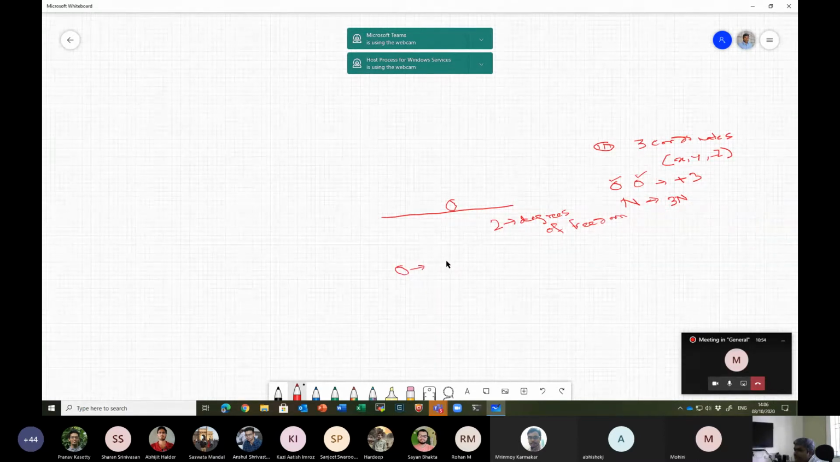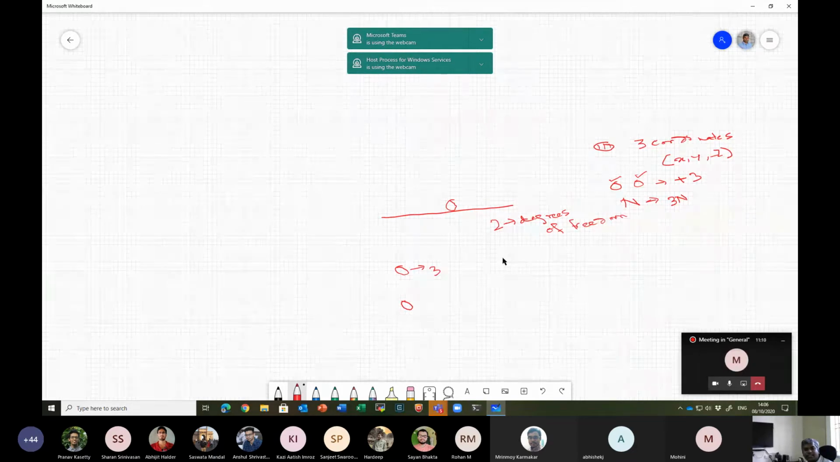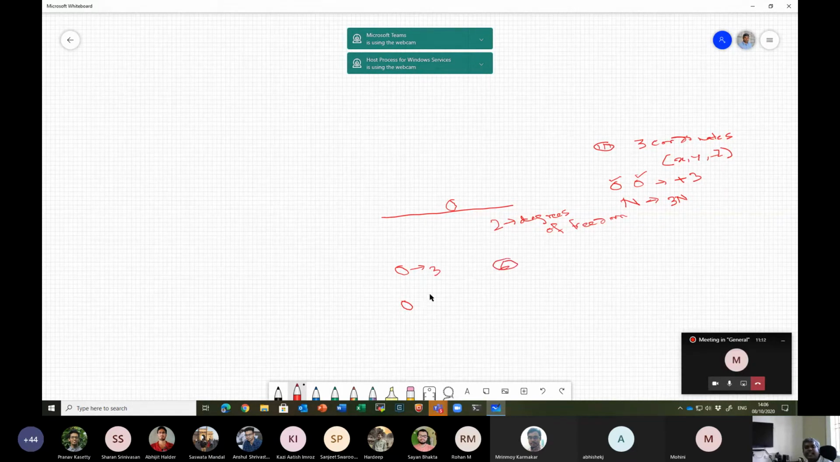basically we say this has 3 degrees of freedom, right? Now consider another particle here. If these two particles are independent from each other, then we have basically 3 plus 3, like 6 degrees of freedom in this case.